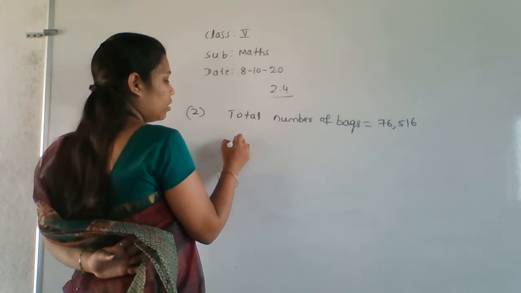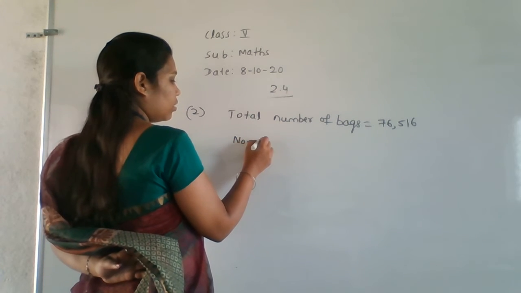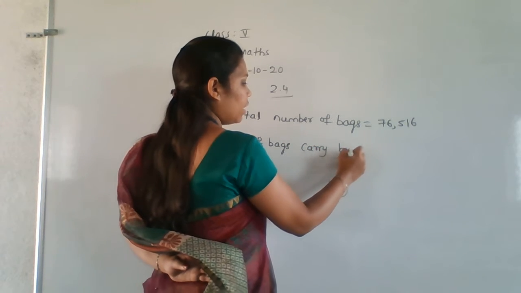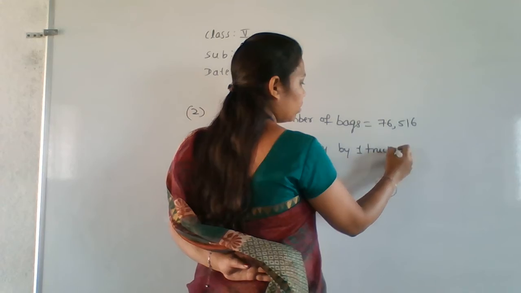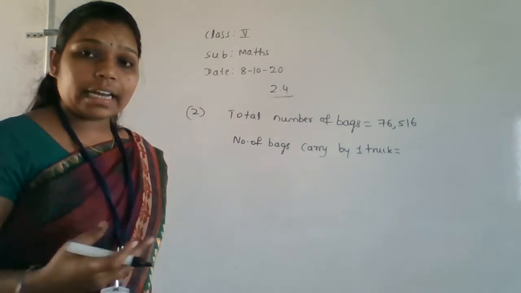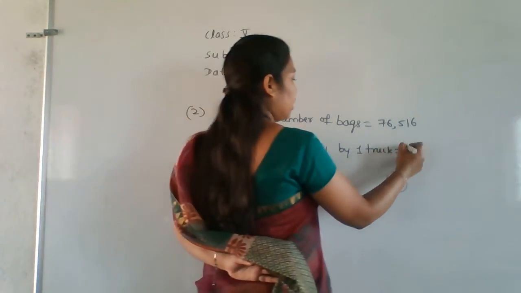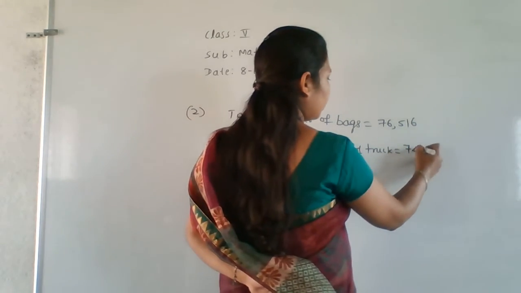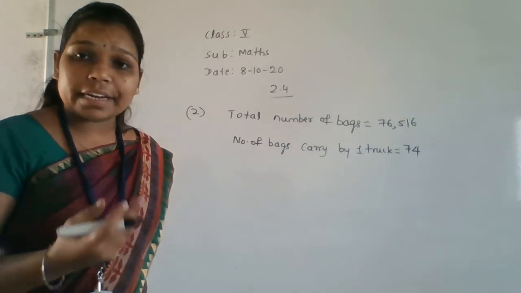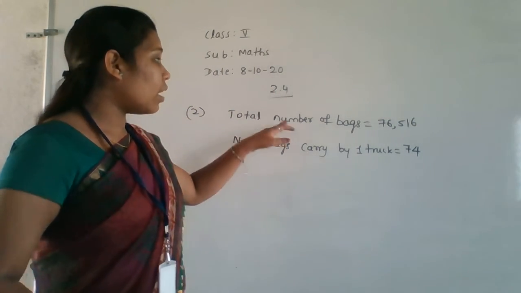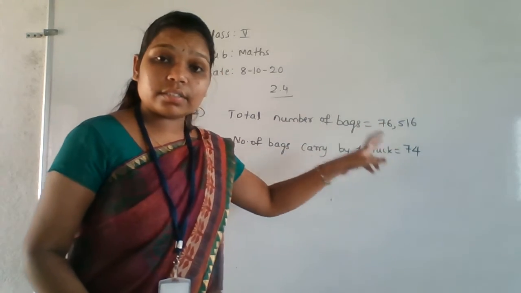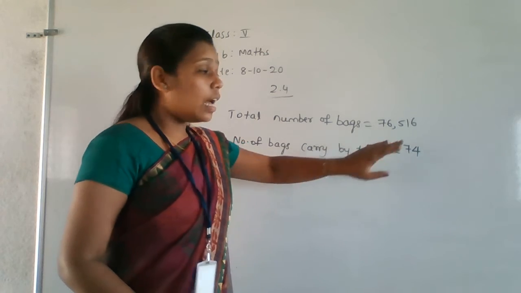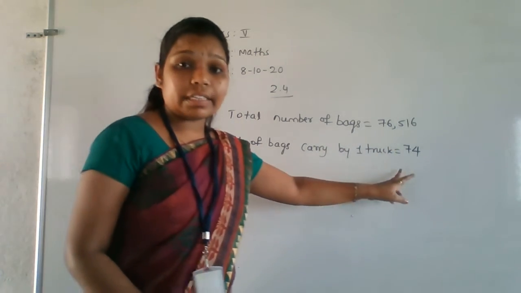Number of bags carried by one truck. One truck will carry how many bags? That is 74. Right here, 74. So one truck will carry 74 bags, but we have a total number of bags of 76,516. We have this many bags and one truck carries 74 bags.